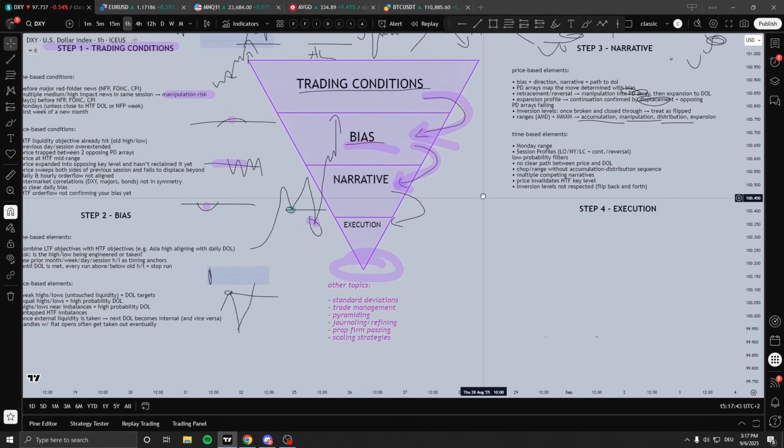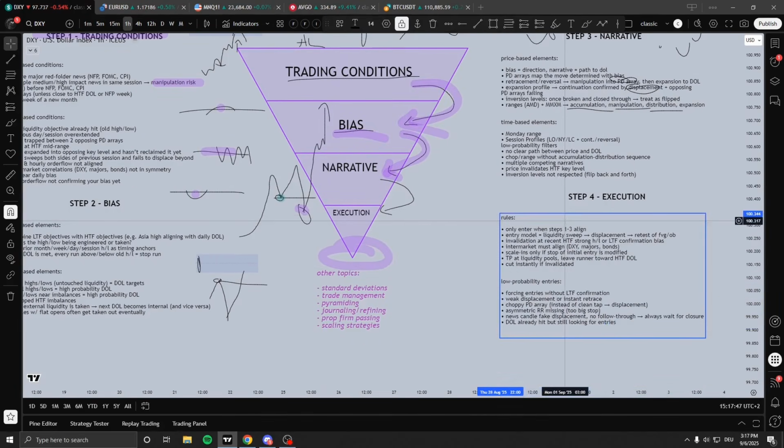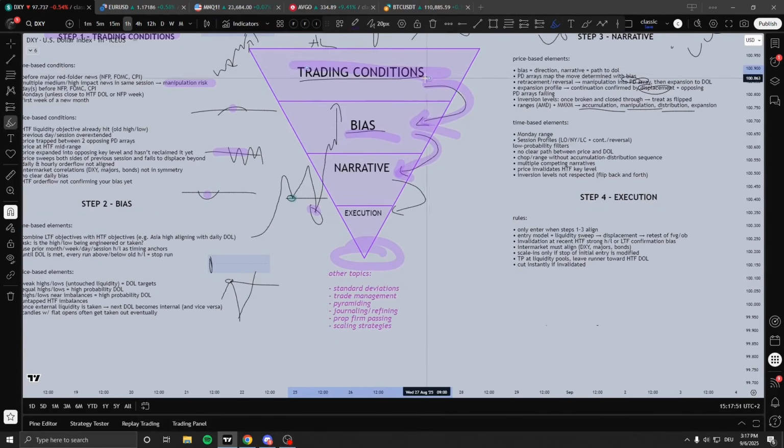Then we now go to the last, final step, which is the execution. Execution is, as mentioned, you only execute when step one, conditions, bias, and narrative are all aligning, and then execution is the last step. That's why I always preach execution is the least important thing, because if you have done those three things correctly, execution will become so easy. It's the most simple thing.